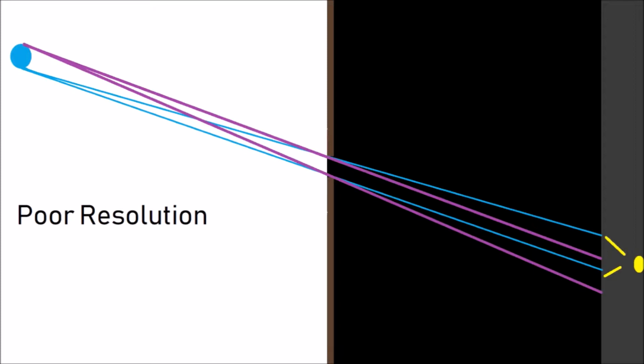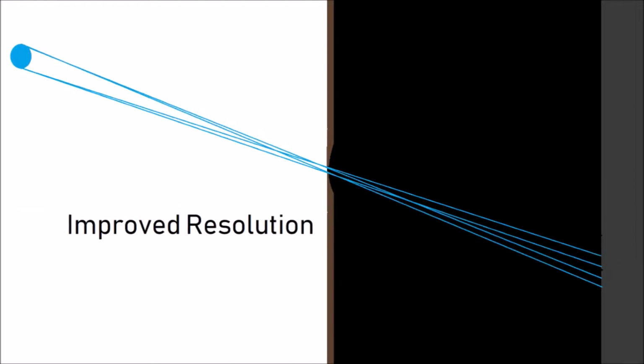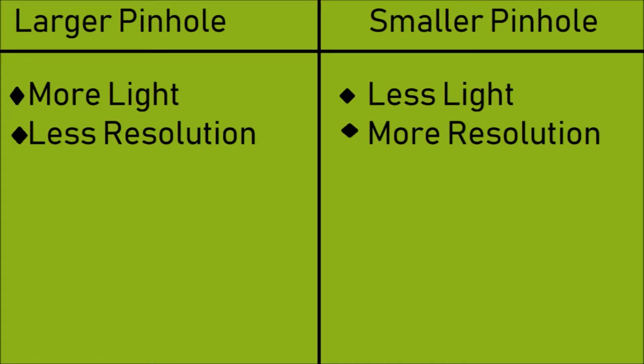How can we increase the sharpness or resolution of the image? We can simply use a smaller pinhole, which will not allow such a wide angle for the light to enter. So with the smaller pinhole, we see a sharper image. However, the image is still poor. The smaller the pinhole we use, the better the resolution of the image. However, with a larger pinhole, we have the advantage of allowing more light into the chamber.